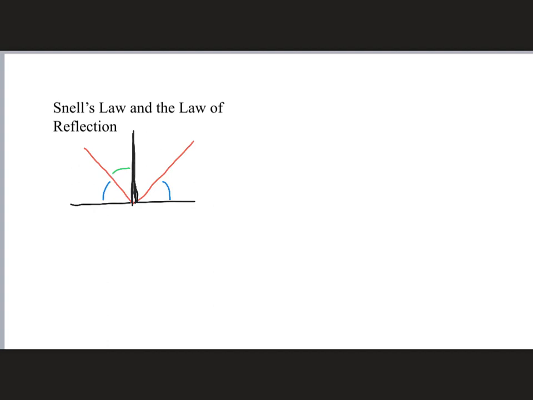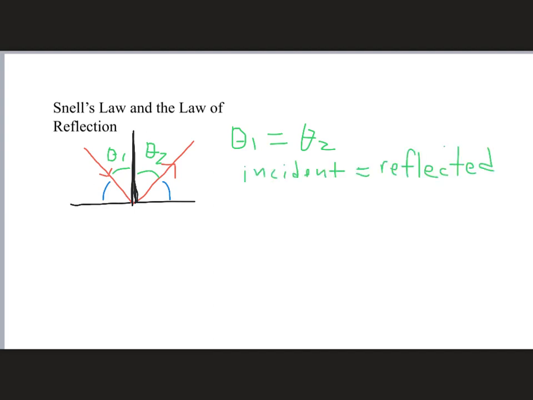So this angle that I've drawn in green here would be some theta 1, and that would be the incident angle, because the ray of light is coming in like this, it's incident on the surface, and then it's reflected like that. And then we would say that theta 1 is equal to theta 2. The incident angle is equal to the reflected angle. And that is the law of reflection.